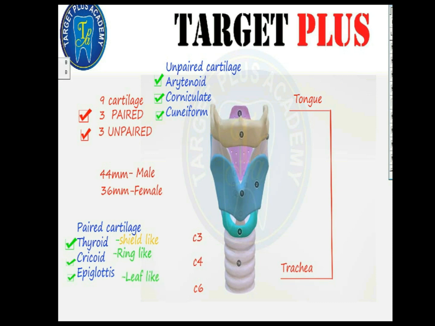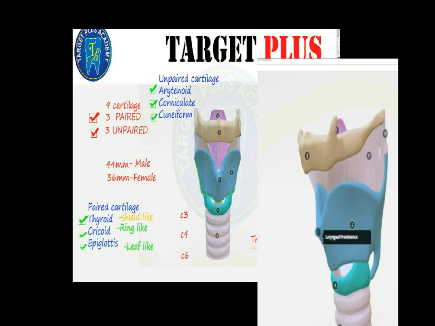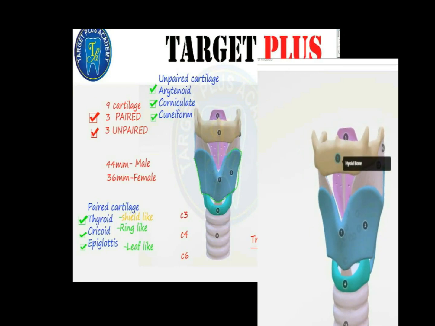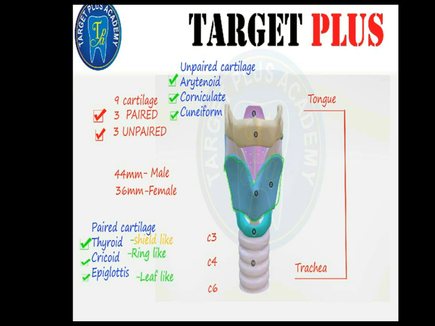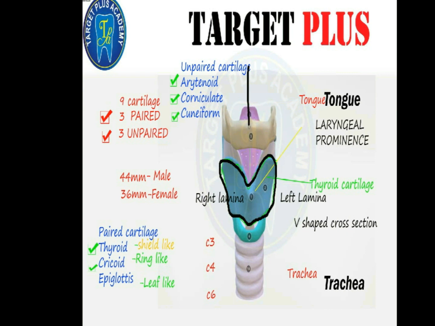part. Now the first is the thyroid cartilage. Let us discuss the features of thyroid cartilage. Now this structure shown represents the thyroid cartilage. This cartilage is V-shaped in cross section. So you can clearly see this is V-shaped in cross section. So it consists of the right lamina and the left lamina. Each lamina is quadrilateral. The laminae are placed obliquely relative to the midline.